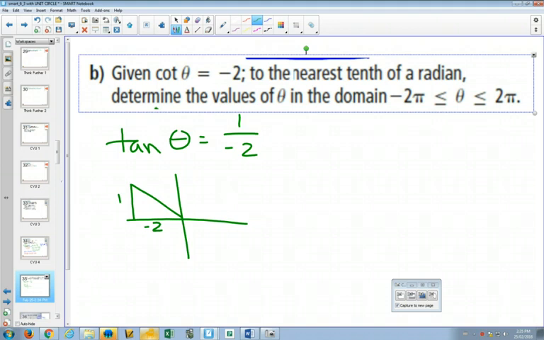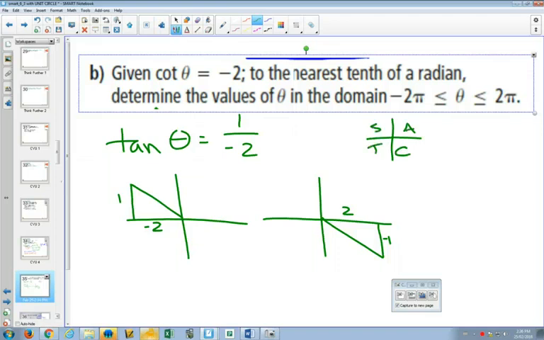Is that the only place it could be? Where else could it be? Fourth quadrant. Because now you're going down 1 and over 2. Or you could just think of your CAST rule, right? CAST rule says where things are positive. According to the CAST rule, tan is positive in quadrant 3 and they're all positive in quadrant 1. So which are the 2 quadrants where tan could be negative? Quadrant 2 and quadrant 4.